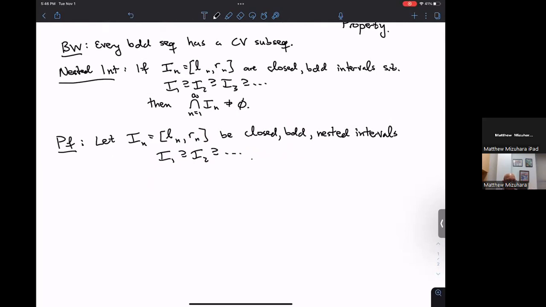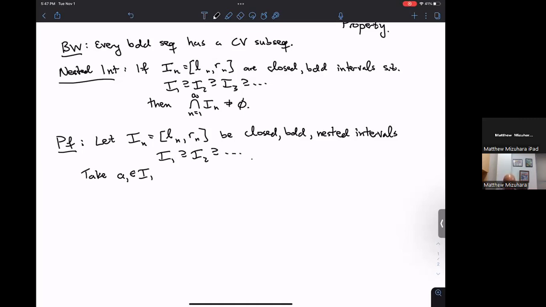So I need to use Bolzano-Weierstrass. Apparently that's the hint. In order to do this, I need to build a sequence. So what sequence do I create? Well, I'm looking at a sequence of intervals. Let's, from those intervals, create a sequence of numbers. So let's, for example, just take A1 to be any random number in I1. You can do this more constructively, but take any number you like.